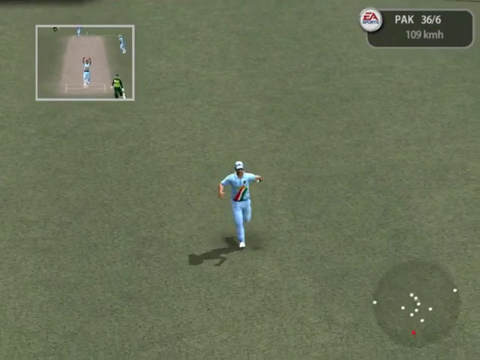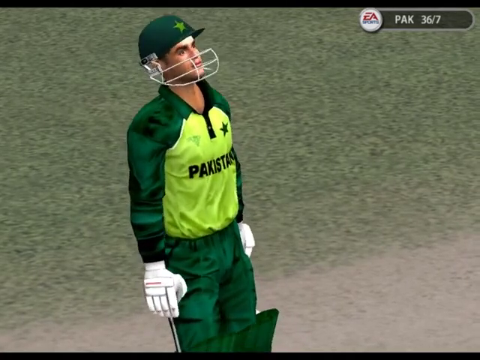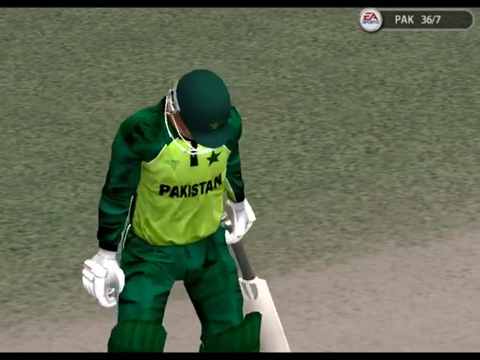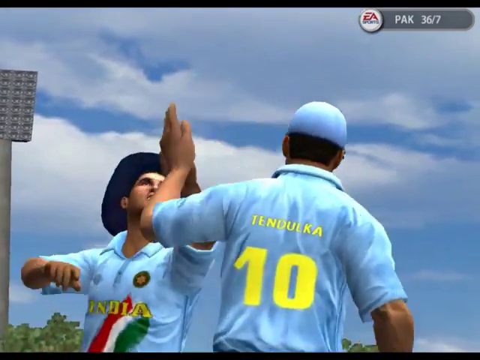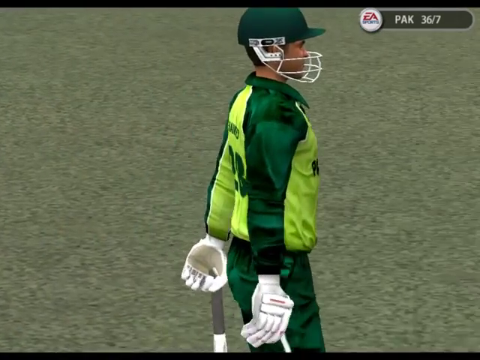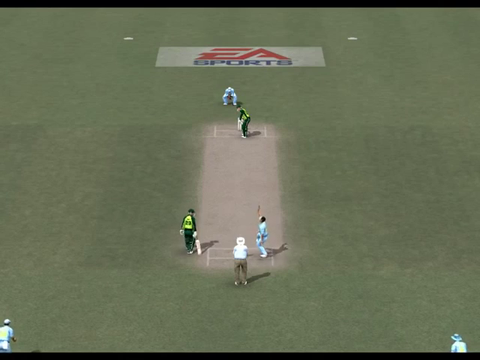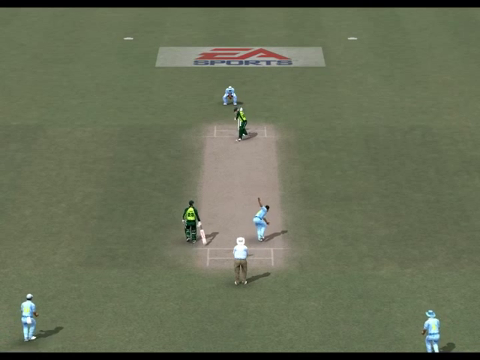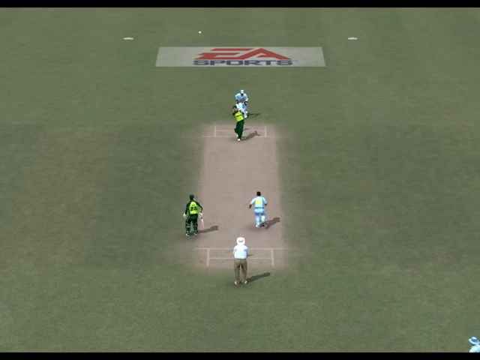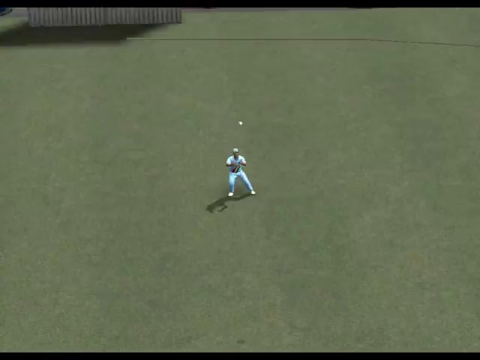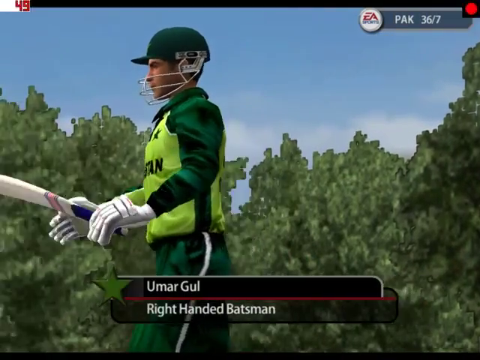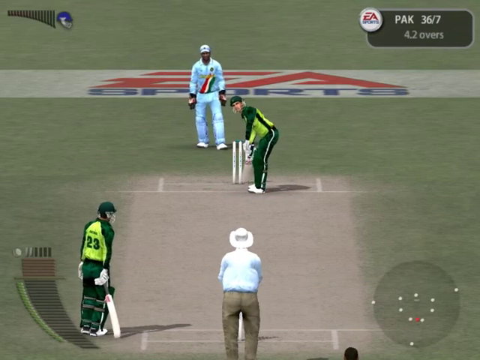Taken by Tendulkar. Well taken. He never looked like dropping. Nehra gets his second wicket. This was the end of the innings for Yasir Hamid. Umar Gul. Nehra to Umar Gul.